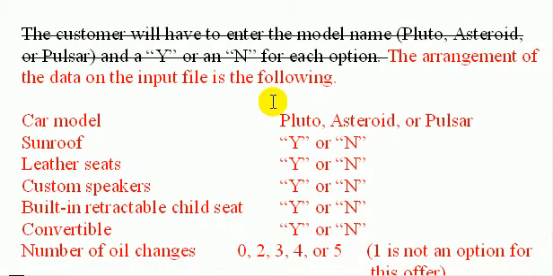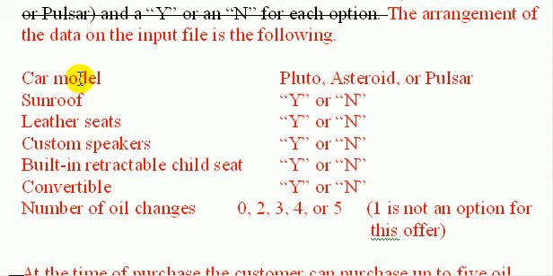So up here, this is a further change. The customer will no longer have to enter the model name. The arrangement of the data on the input file is the following. First will be the car model. As before, it'll either be Pluto, Asteroid, or Pulsar. Then those extras of sunroof, leather seats, custom speakers, built-in retractable child seat, and a convertible, all with a yes or no answer, will come in that order.